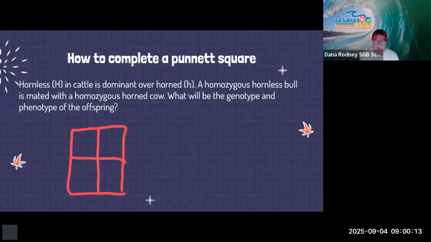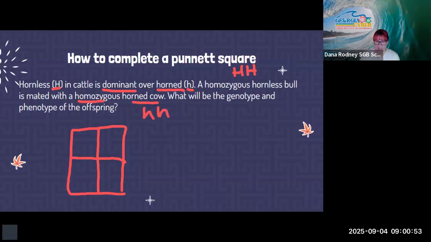So we're going to go ahead and look through. We've got hornless cattle being dominant. Remember, dominant means that it is going to be the one that's expressed. So that's why it's capital H. It's dominant over having horns, lowercase h. So we have a homozygous hornless bull. Remember, homozygous means 2 of the same. Hornless would be capital H. So that means this parent is going to be capital H, capital H. And it's mated with a homozygous, so again, 2 of the same, horned cow. That's lowercase h. So this parent is going to be lowercase h, lowercase h.